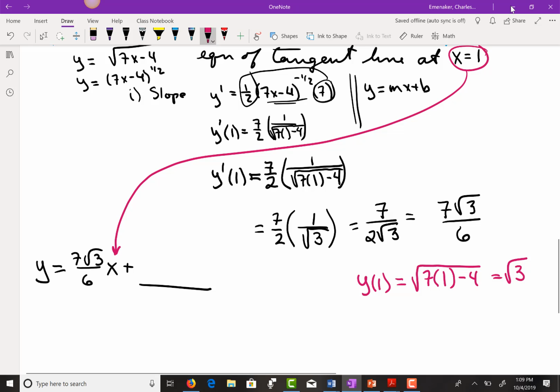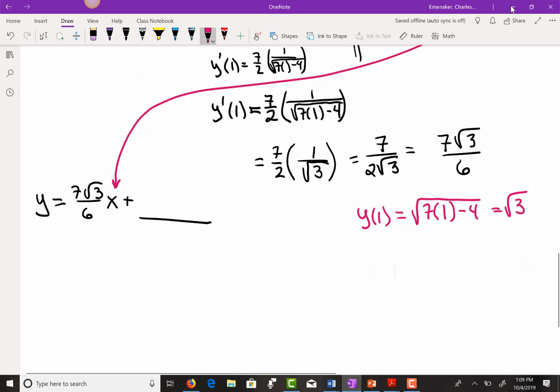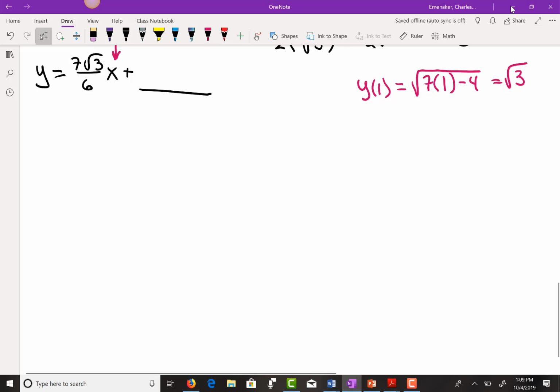Okay, so we know the slope. We know the value of y. We know the value of x. We need b. Well, you get that by doing y equals mx plus b. Y is square root of 3 equals, the slope is 7 square root of 3 over 6. X is a value of 1 plus b. Be nicer if we had numbers like 2 and 5, wouldn't it? On occasion you'll get those again and you'll come to appreciate them.